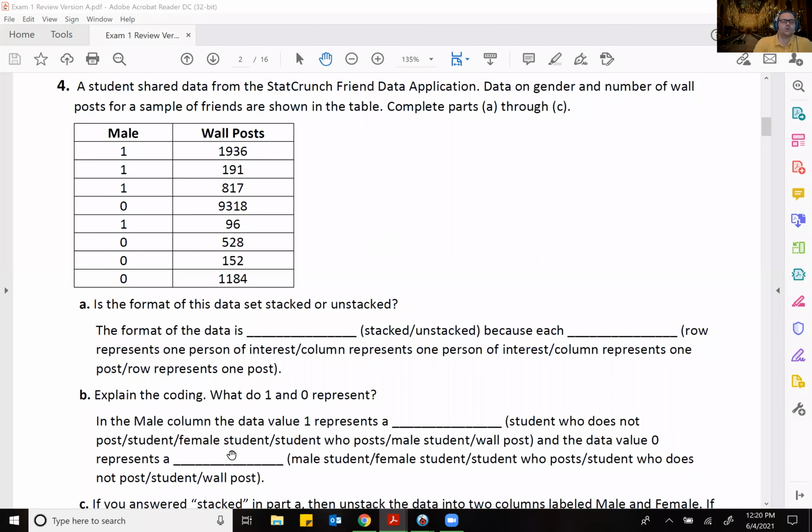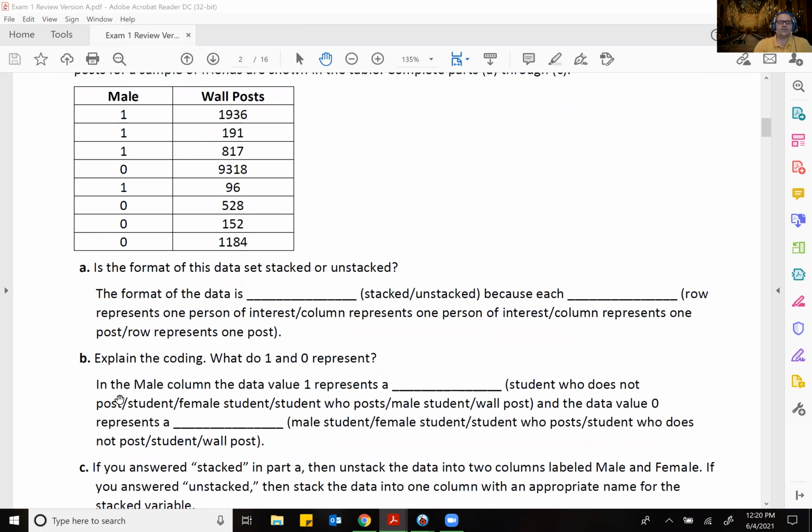Let me do something real quick. So part B, explain the coding. What do the ones and zeros represent? So in the male column, the data value 1 represents a blank.